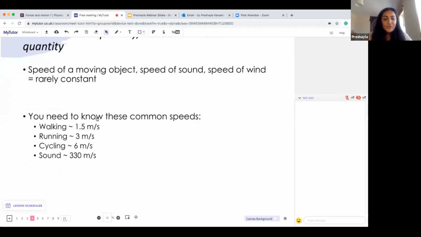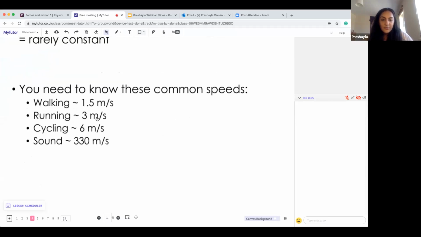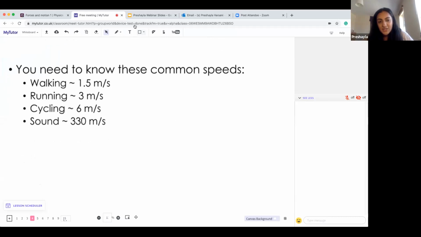Okay, so what you need to know for speed is you need to actually know these common speeds and you need to be able to talk about them in relation to each other. So let's take our first one, walking. Walking is at an average of 1.5 meters per second. That's not to say everyone walks at 1.5 meters per second. It's just the average. Running is an average of double walking, so 3 meters per second.